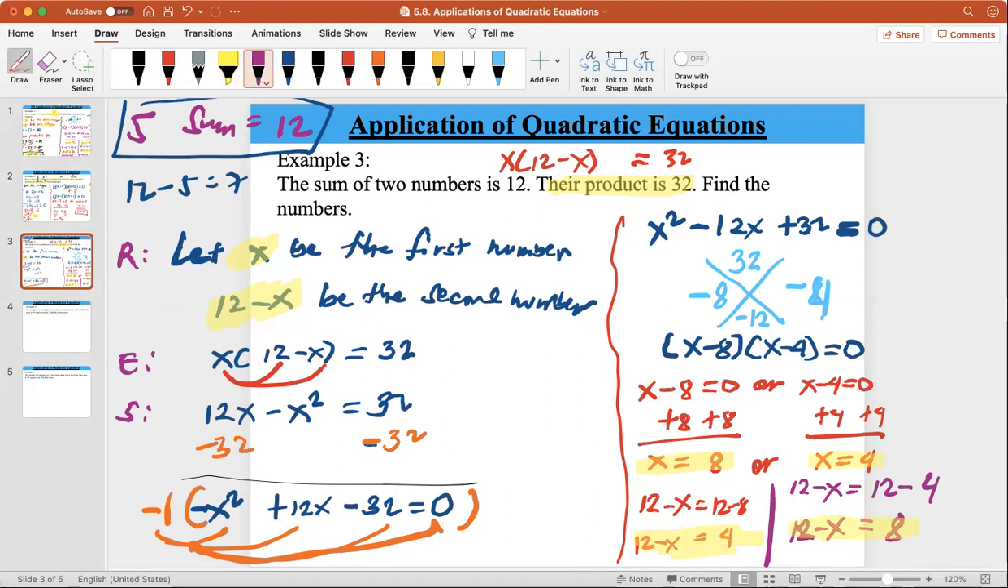Therefore, our answer, we now go to our fourth step, answers. Letter A. The numbers are what? The numbers are 4 and 8. So we're done.